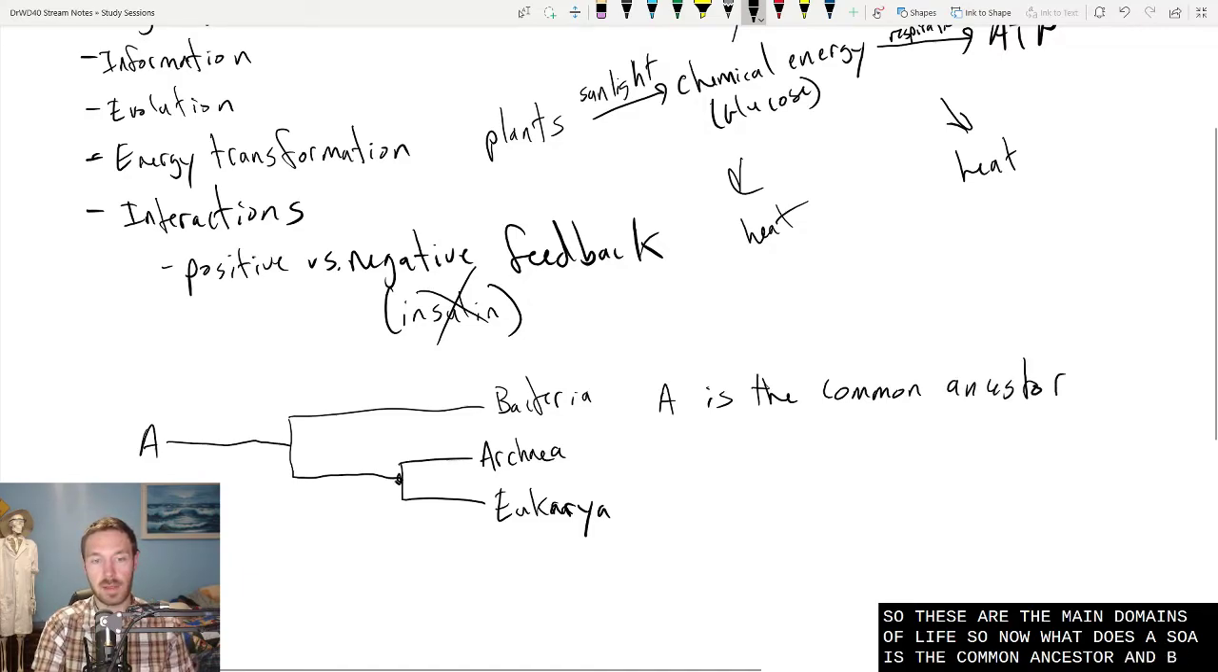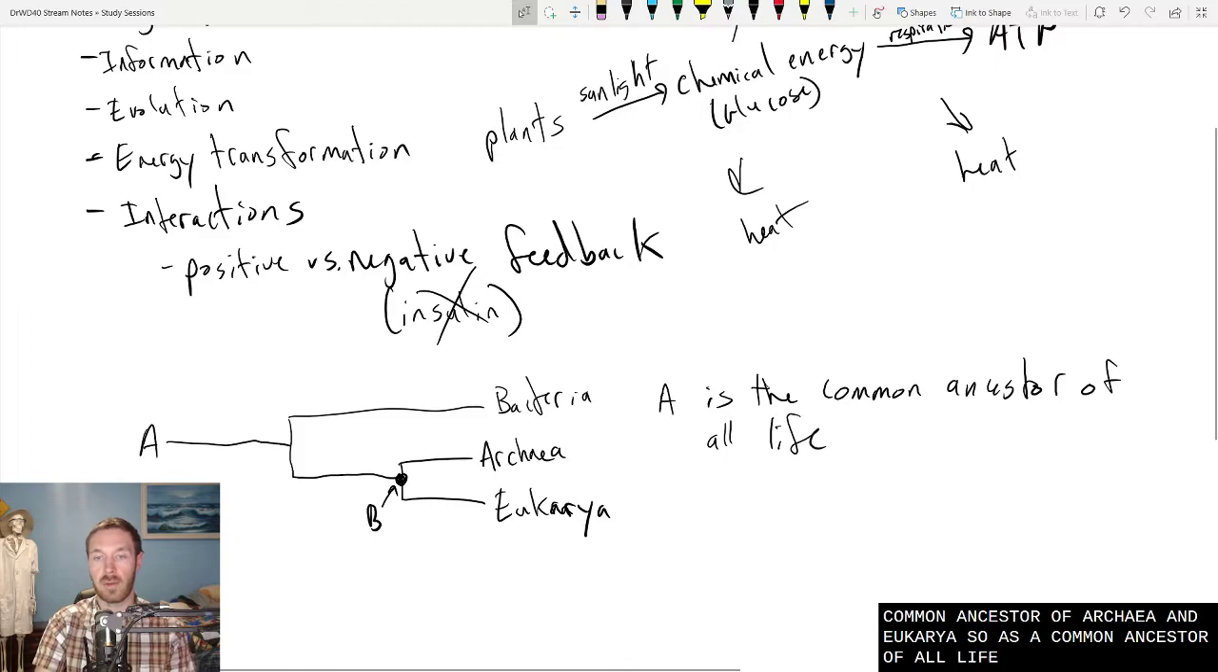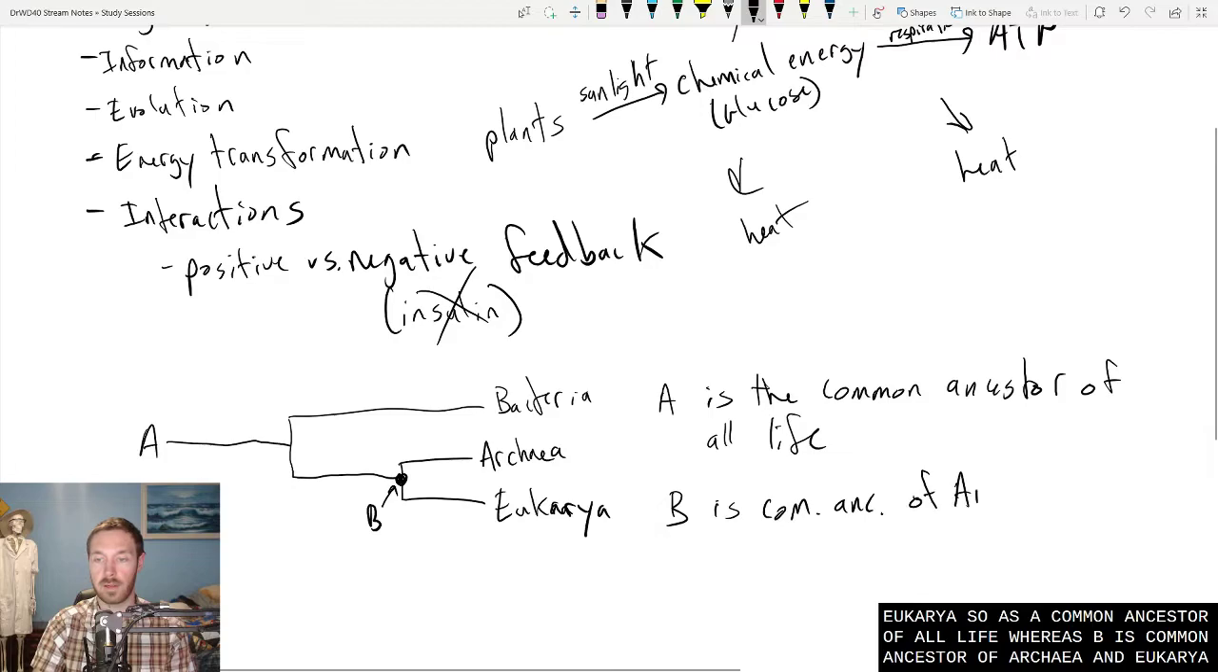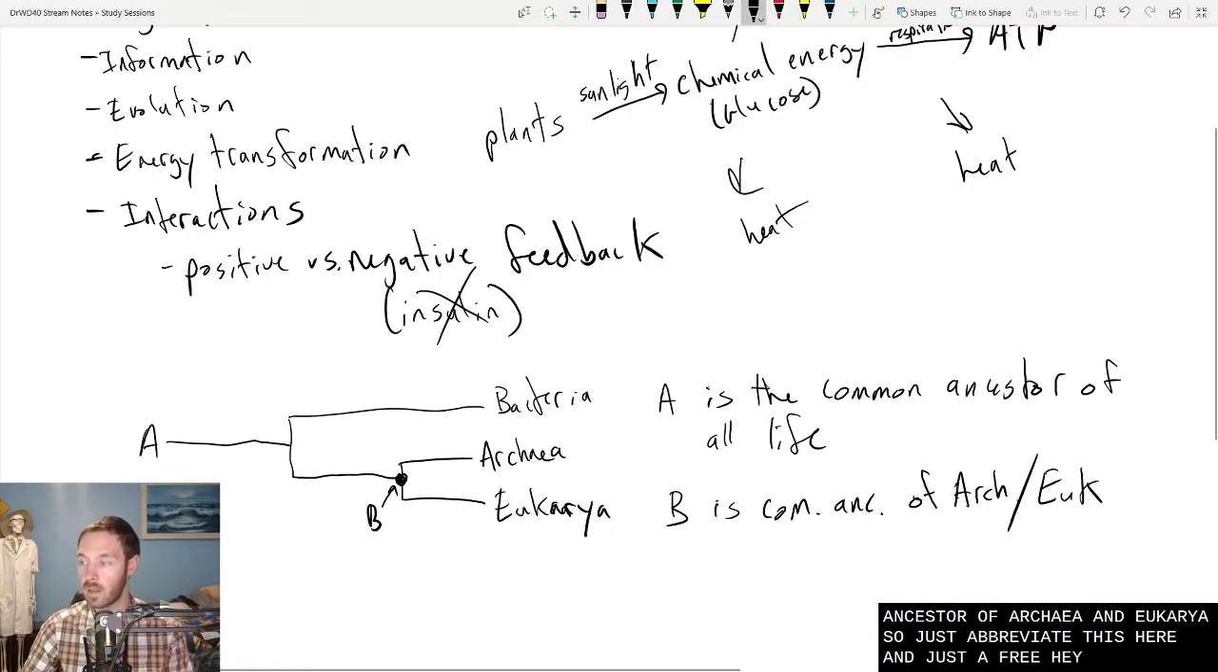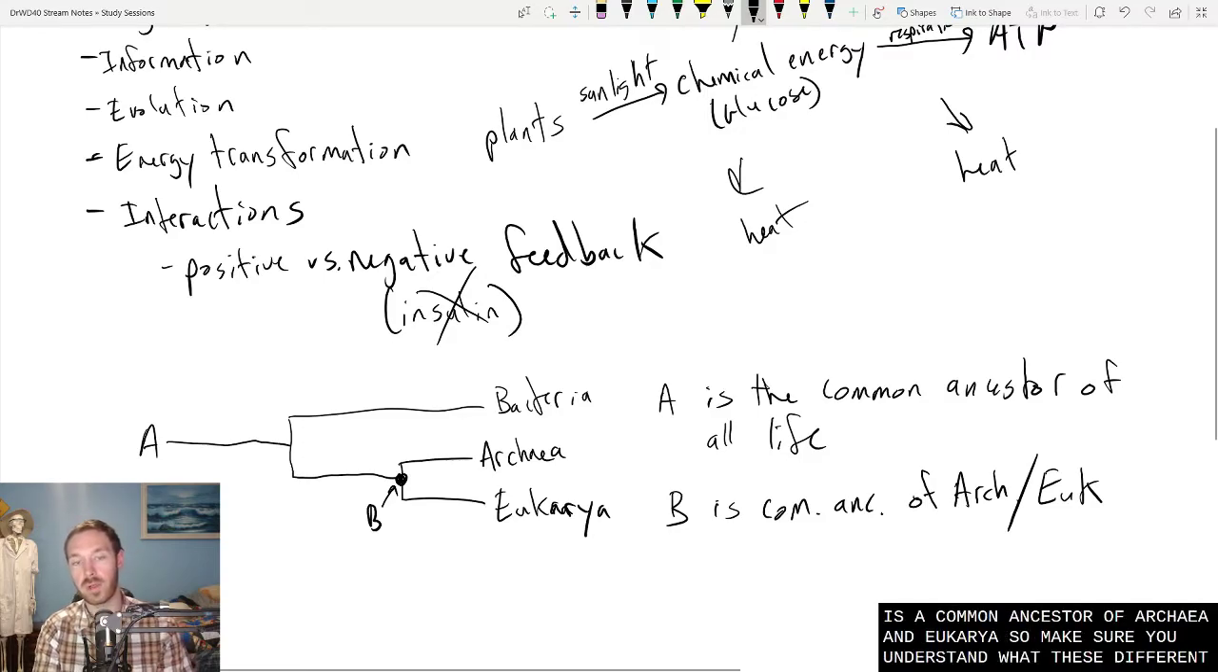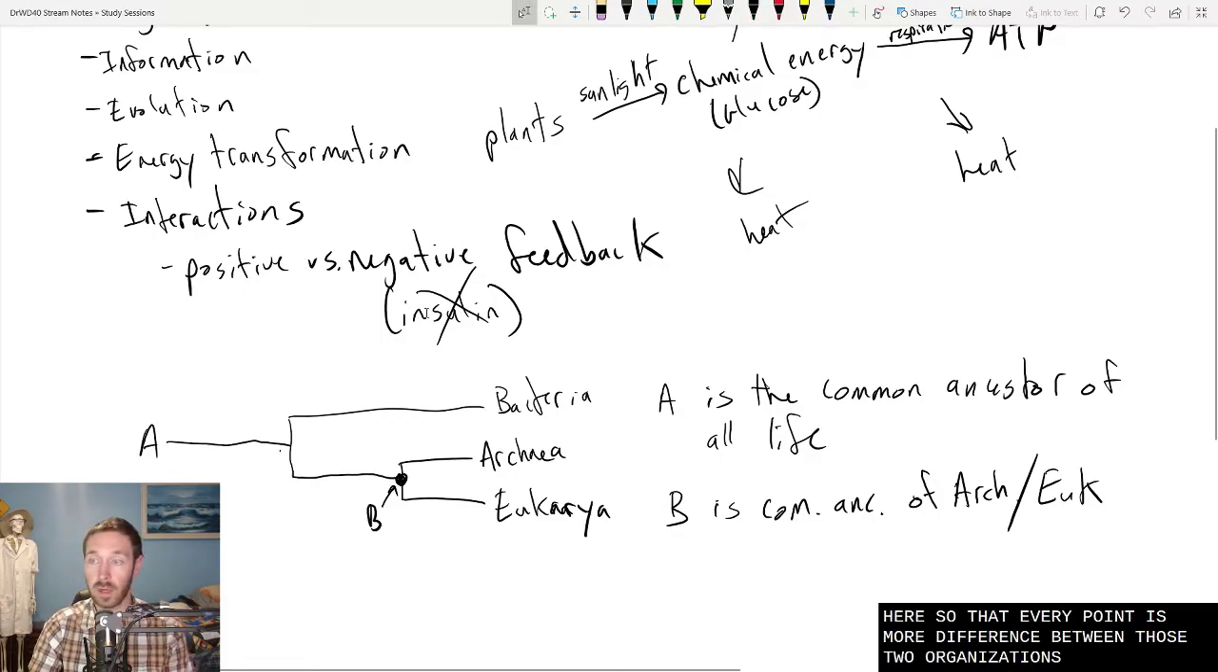And B, let's say this is the branch point here. This is B. B is then the common ancestor of archaea and eukarya. So A is the common ancestor of all life, whereas B is the common ancestor of archaea and eukarya. So I'll just abbreviate this here and just freehand it. So B is the common ancestor of archaea and eukarya. Make sure you understand what these different points on these clade diagrams are. Every point then means more difference between those two organisms as well.